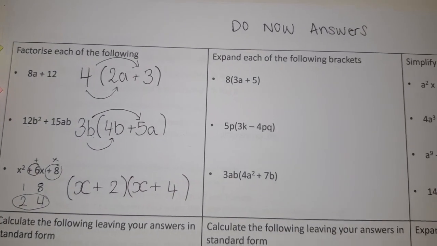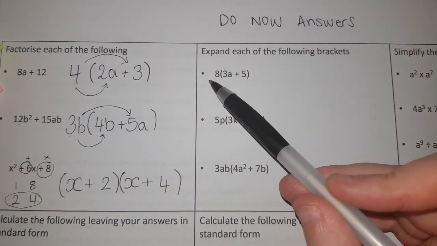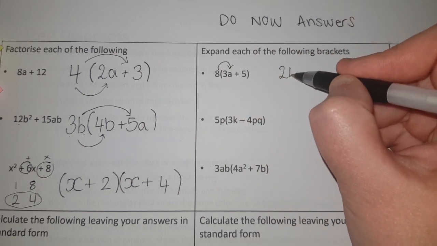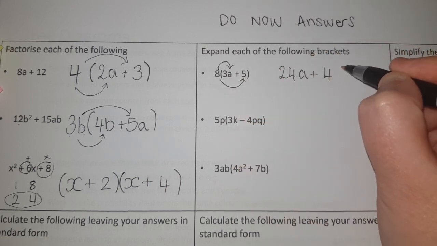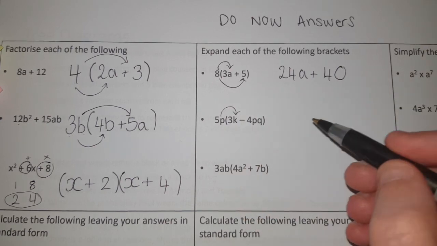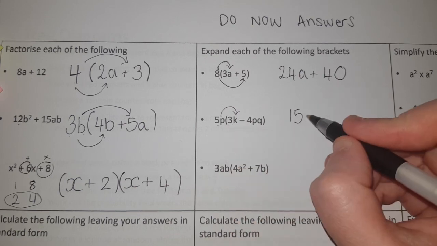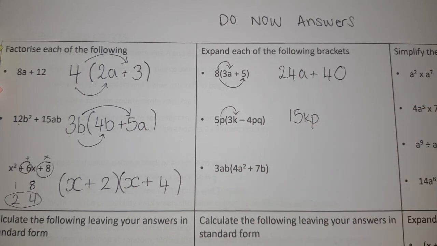Okay, expanding brackets. So expanding a single bracket is just to multiply everything inside by the number on the outside. So 8 times 3a is 24a. 8 times 5 is 40. On the next one, 5p times 3k. Well, 5 times 3 is 15. And when we multiply letters together, you just write them one after the other. It doesn't actually matter on the order. We tend to go alphabetically just because you're used to saying the alphabet. That sort of makes more sense.